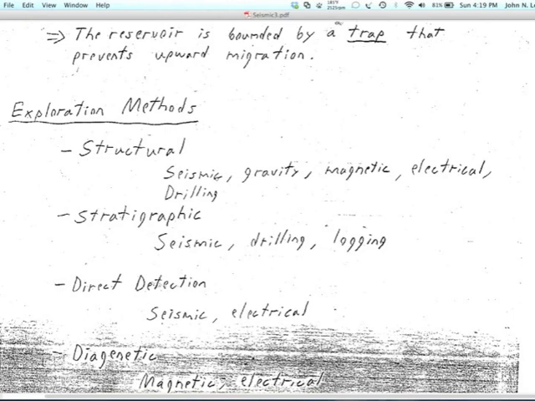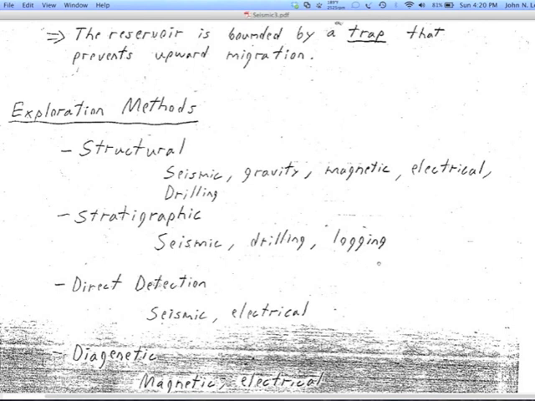We identify traps and reservoirs and source rocks with seismic reflection imaging and sometimes seismic refraction velocity inversions, and occasionally with gravity and magnetic surveys. About 100 years ago, the Schlumberger brothers worked on electrical methods of identifying oil reservoirs and traps, and of course then by drilling. Okay, so this concept of finding the structural traps can involve all of these techniques.